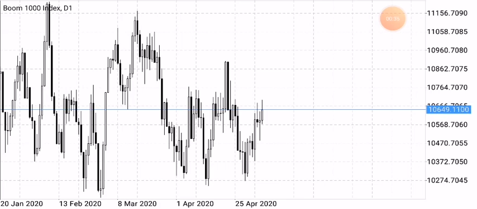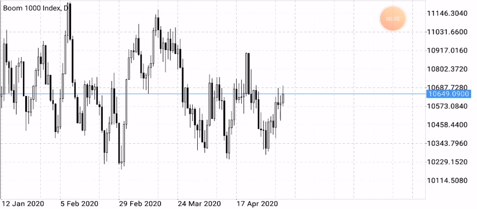The challenge that I see with many traders when it comes to trading Boom and Crash indices is that they fail to check the daily time frame, and this is very important, especially as a trader, because the daily time frame will give you an idea of what is happening on that particular day and what has been happening on the previous days.